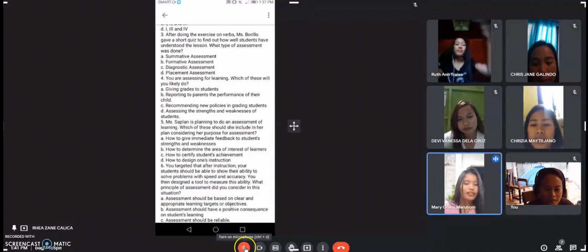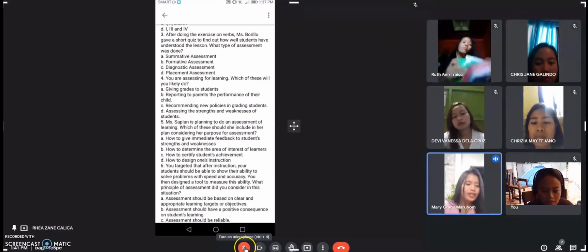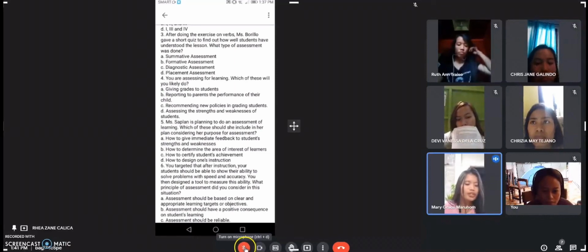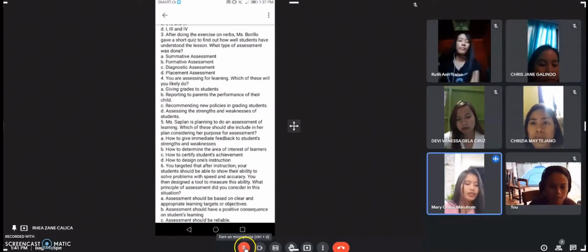For me, I think the answer is letter A. Assessment should be based on clear and appropriate learning target objectives because when students are clear, they tend to develop the rate of learning. Moreover, when students are clear in expectation, they have a better chance of assessing their current performance and receiving feedback accurately.